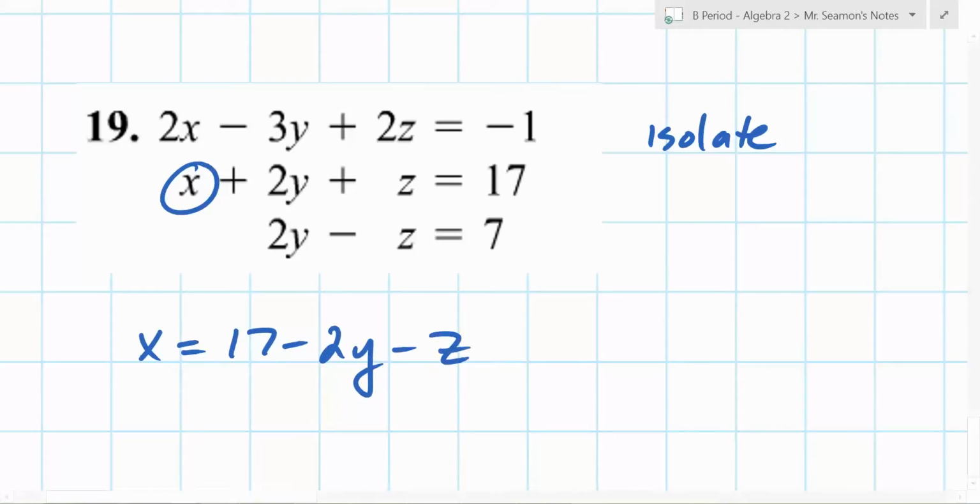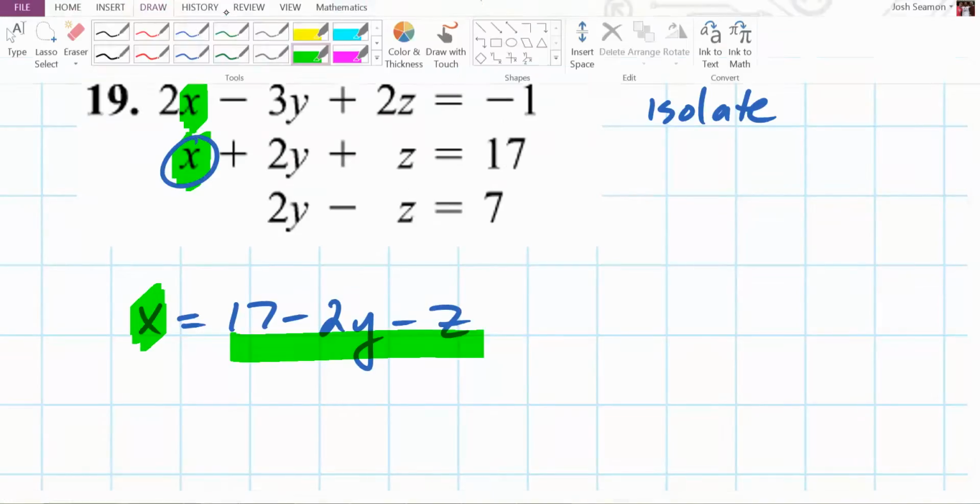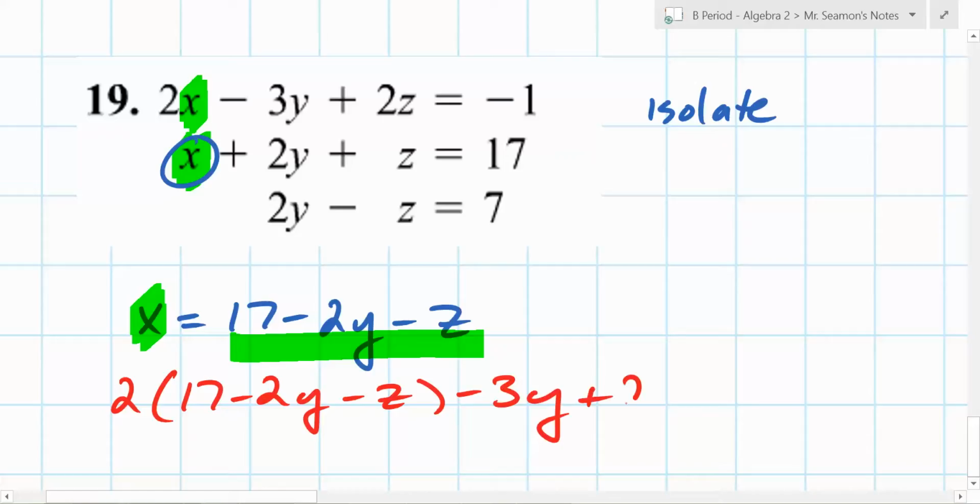You with me so far? Where do we plug this x in now? Where do we plug it in? Only the top one, because there is no x in the bottom, which is fine. So we take this x, which is right here, we plug it into the top one, and what do we end up with? 2 times 17 minus 2y minus z, minus 3y, plus 2z equals negative 1.